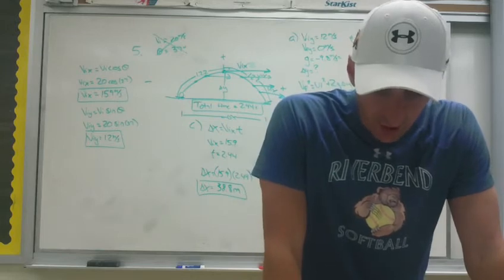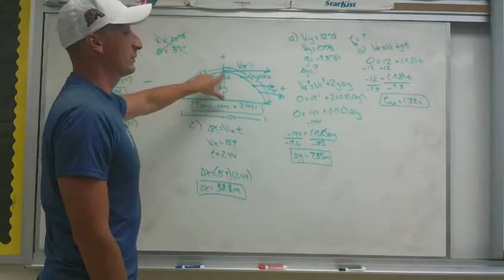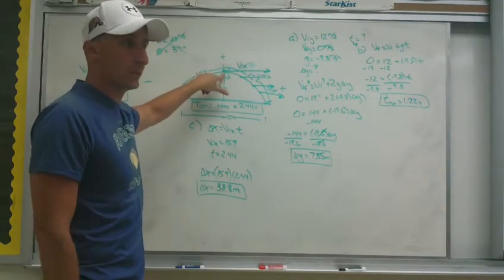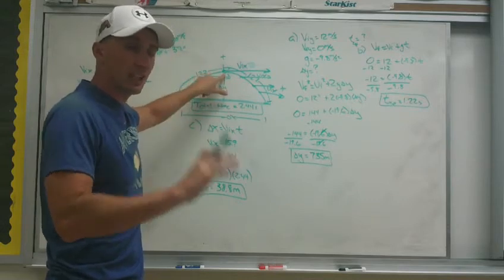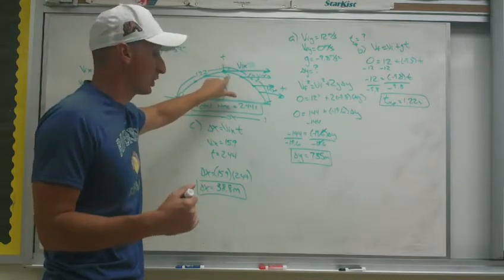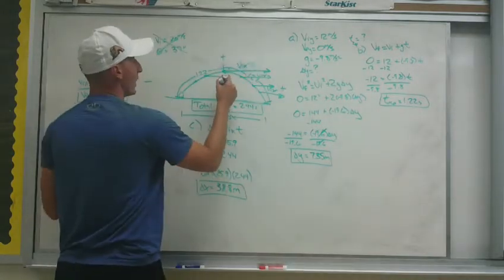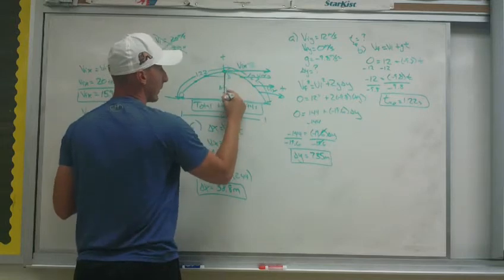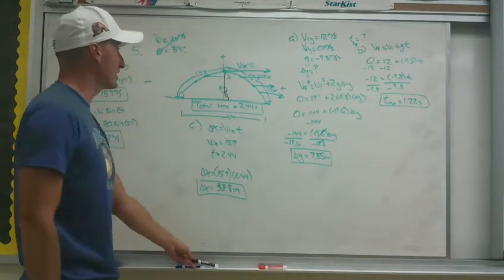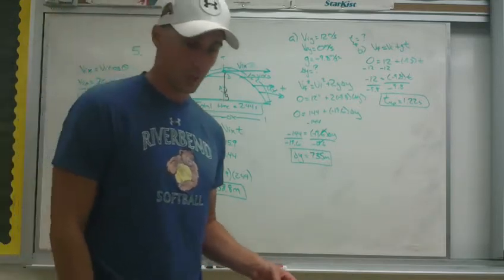Letter E, the acceleration vector at the maximum height. At the maximum height, okay, think about in the x direction. Is there acceleration? No, there is never acceleration in the x direction. What's the only acceleration that this is undergoing? Is gravity. And gravity goes straight down. So the only acceleration this has is gravity. So the acceleration vector is straight down, and it's the value of gravity. Okay?